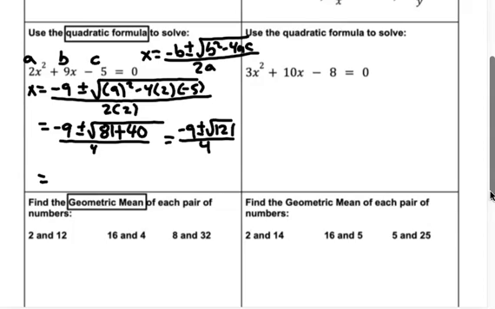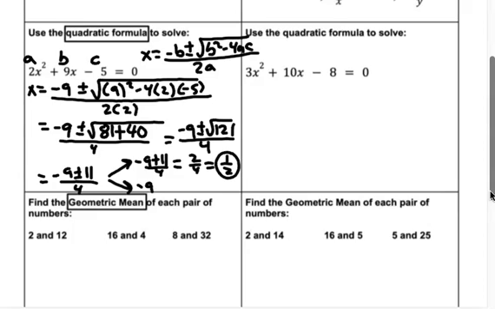So what we get, negative 9 plus or minus 11 over 4, and we split this into 2 answers. We have negative 9 plus 11 over 4, which is 2 over 4, which is 1/2, 0.5. We have negative 9 minus 11 over 4, which is negative 20 over 4, which is negative 5. Those are my 2 answers.